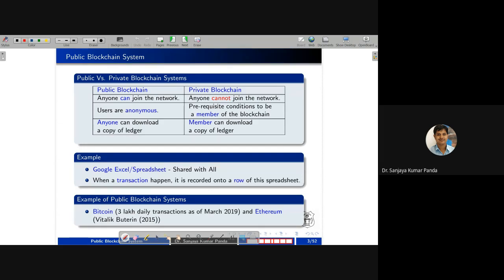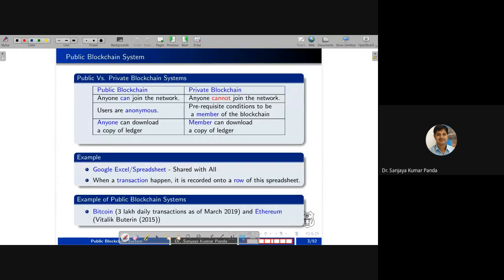So a copy of the ledger is with each and every person. But when you go for a private blockchain, only the members associated with that private blockchain can download the copy of the ledger. Other persons cannot get a copy of that particular ledger.